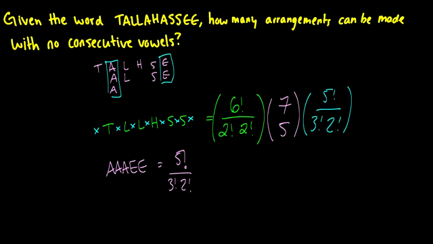So in this case, we listed out all the letters. We said, we want the vowels separated, so let's figure out how many ways we can arrange the consonants. Let's see the number of spaces we have for the vowels to go into after we have arranged our consonants. And then how many ways can we arrange those vowels before we put them into the different positions.